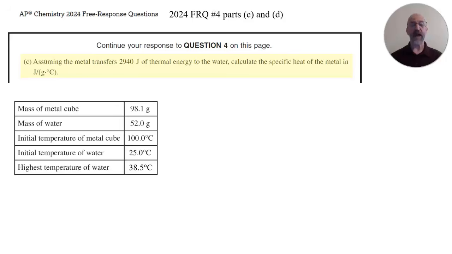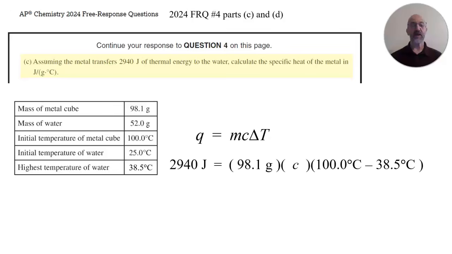So considering that we have our data table in which the final temperature is 38.5 degrees, we should have enough information to calculate the value of c, or the specific heat capacity of the metal. So what is our amount of heat in our Q equals mc delta T? Well, that was given to us in this problem. That's 2,940 joules. The mass of the metal cube is listed as 98.1 grams. The specific heat capacity of the metal is, we don't know, we're trying to calculate that.